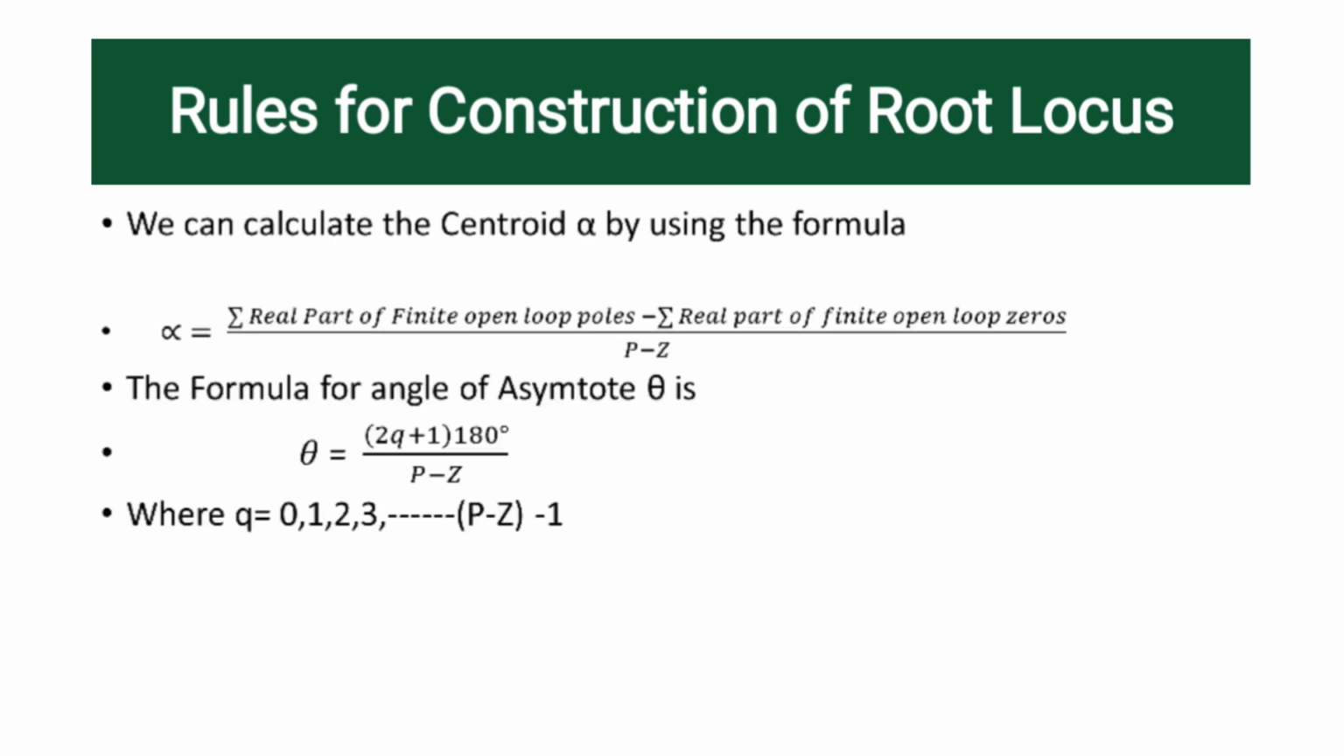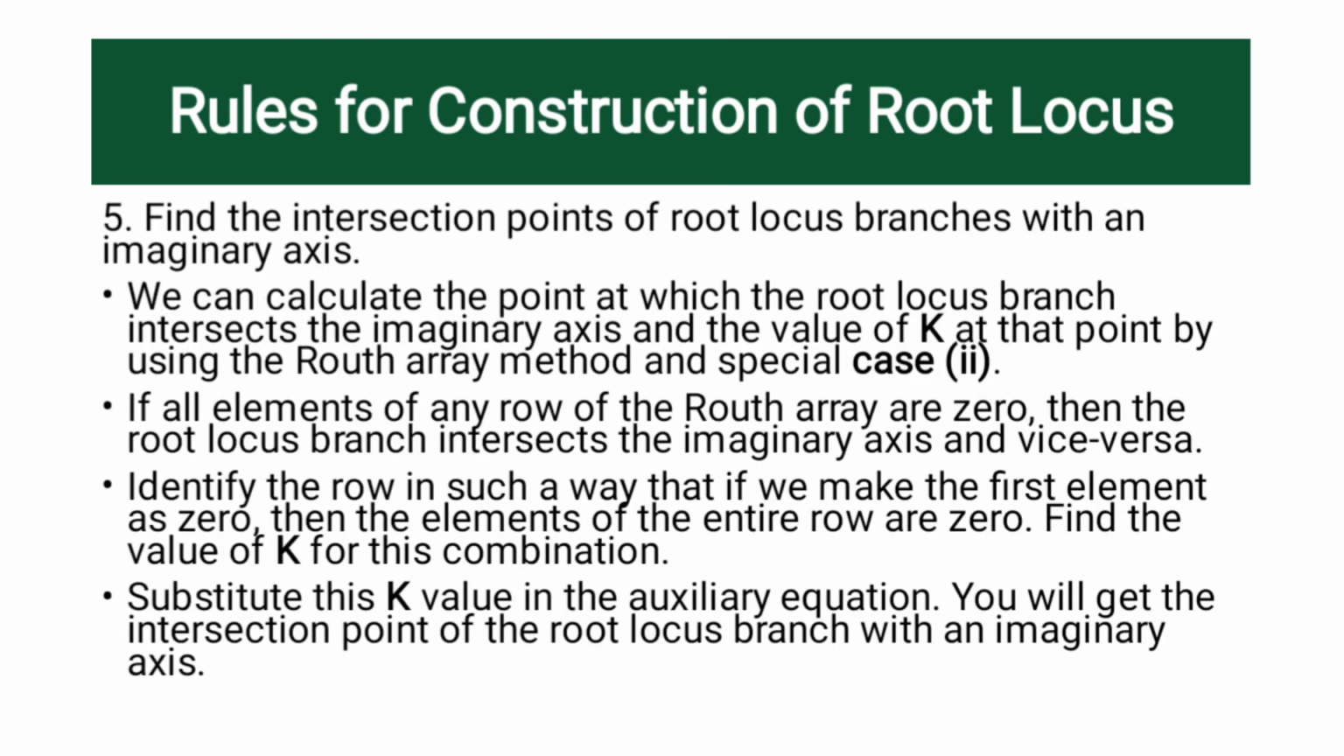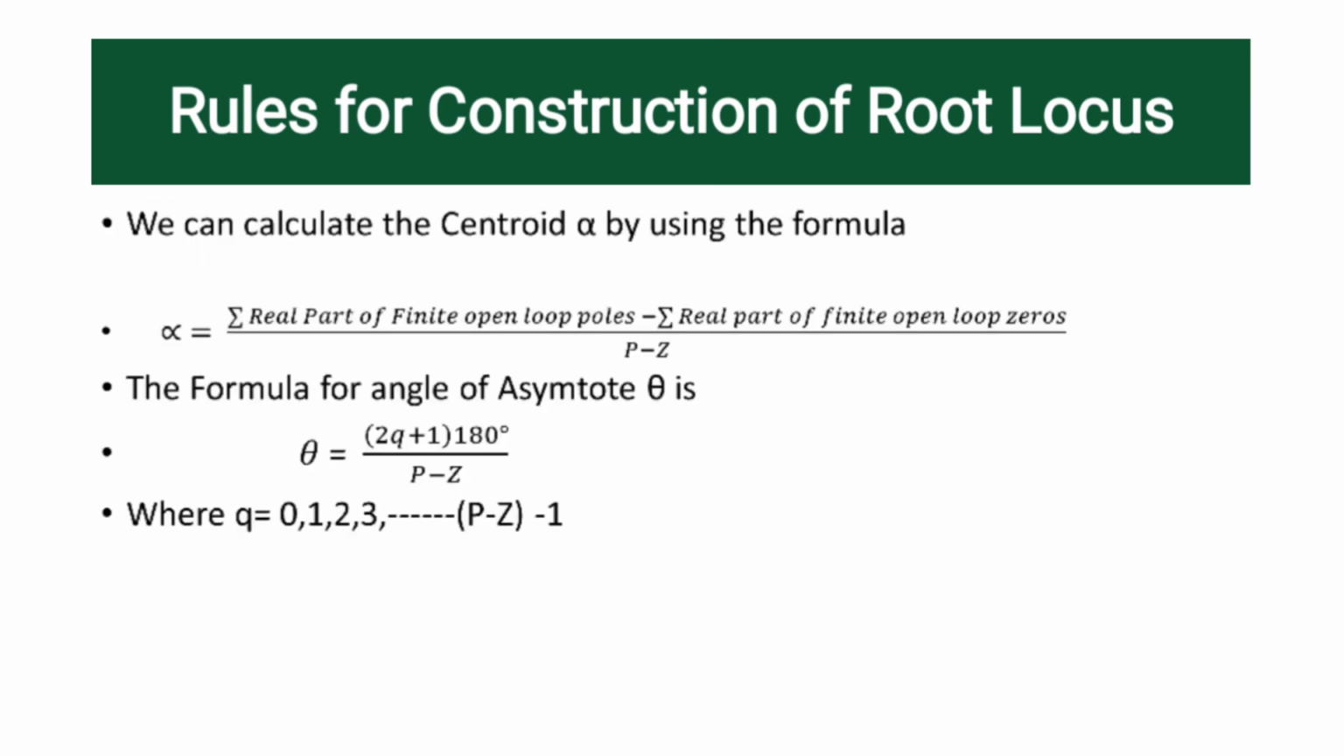Then the formula for calculating the centroid. The centroid is the point where the asymptotes intersect the real axis. The formula for calculating the centroid is alpha equal to the sum of the real parts of the finite open loop poles minus the sum of the real parts of the finite open loop zeros, divided by P minus Z.